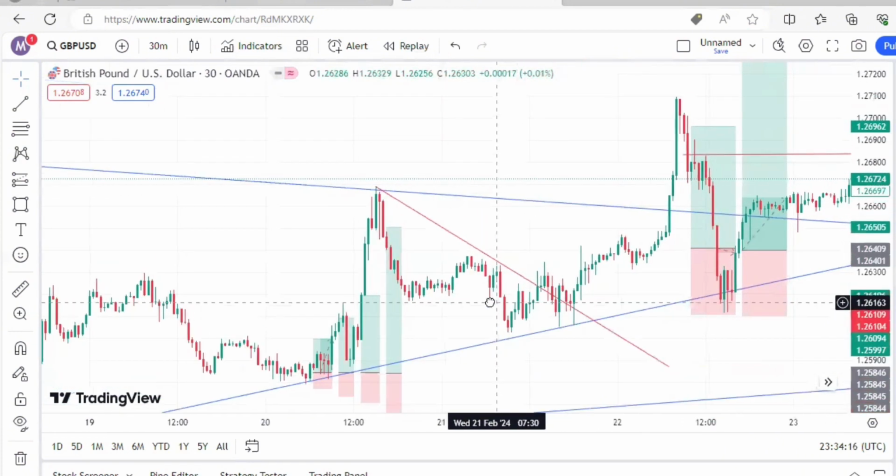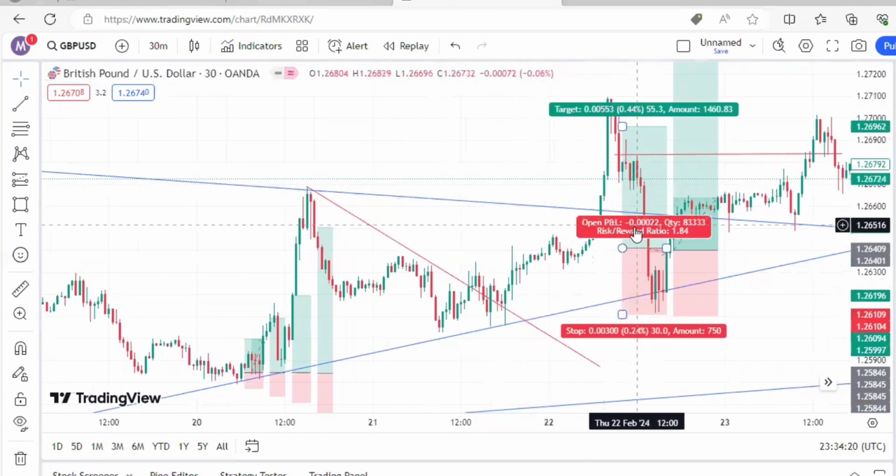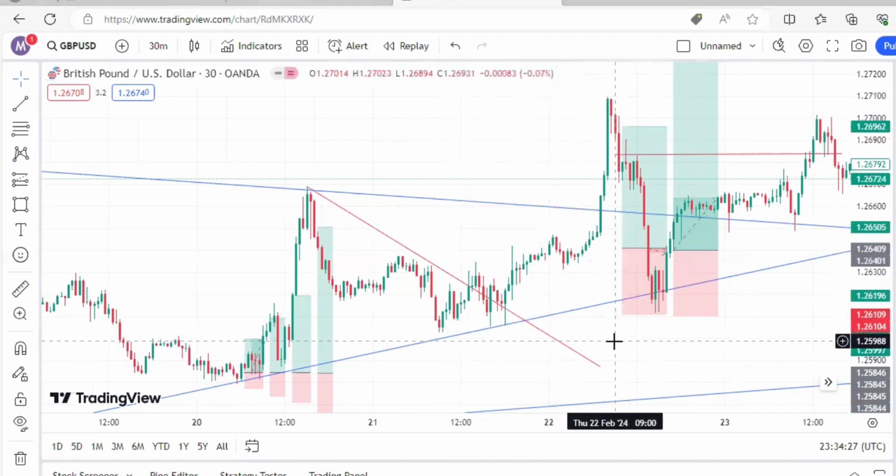Then subsequently I didn't drop any trade till this very day, Thursday, particularly on GBP, because I needed more confirmation. We don't counter trade.